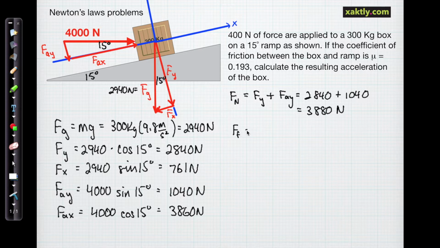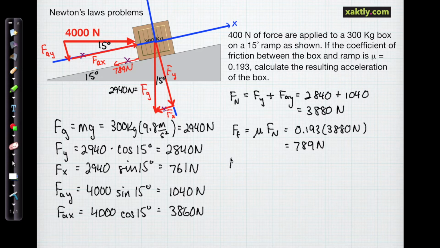Alright, so then the force of friction is mu, the coefficient of friction, times the normal force, so that's going to be 0.193, that's a unitless quantity, times our 3,880 newtons, and so we have our frictional force, which opposes our pushing force, of 789 newtons. So we can mark that on the diagram. This is our frictional force here opposing the motion.